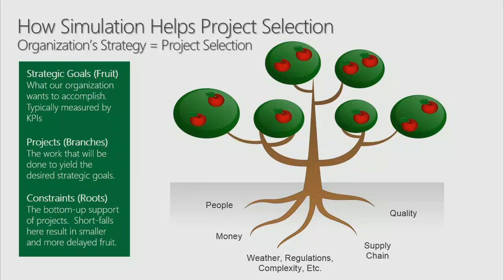However, we do have constraints, and this is the root of our tree. These can be people, FTEs, resources. We might not have enough of them to do all the fruit we want. Money, quality, our supply chain could be a constraint. We have a whole other lot we could account for: weather, compliance regulations, complexity, et cetera, et cetera. Any shortfalls that we have here at the bottom in our roots, in our constraints, will yield less fruit and smaller fruit.